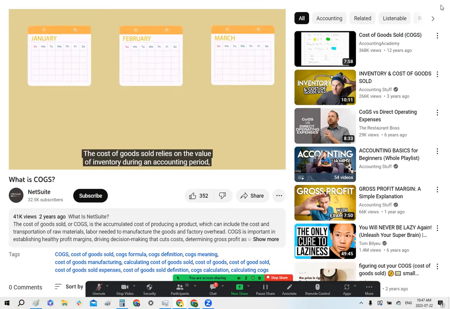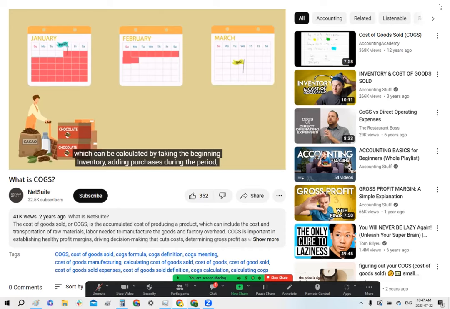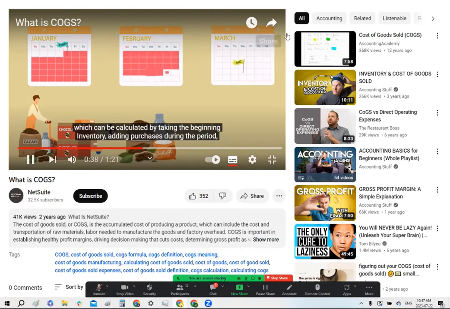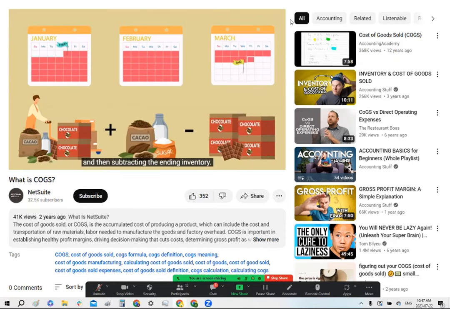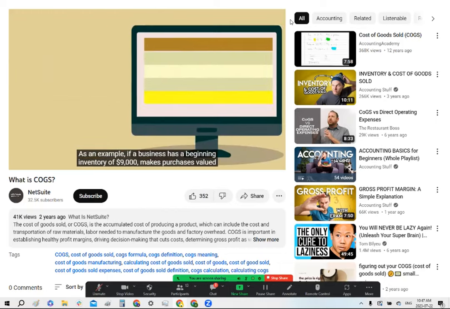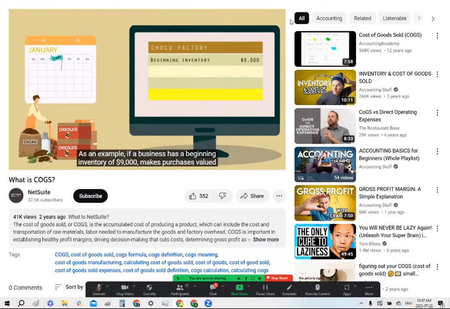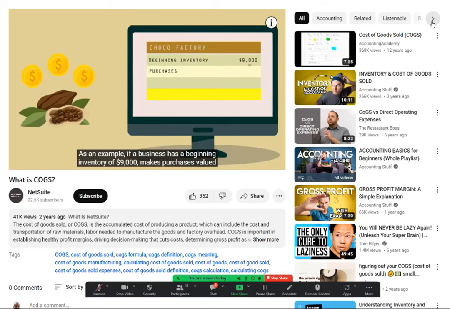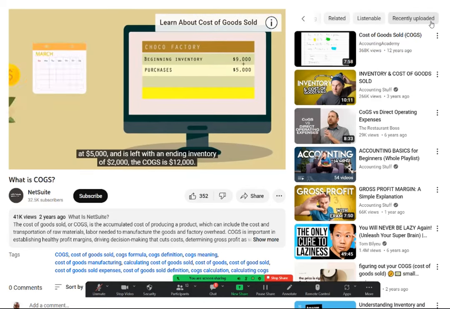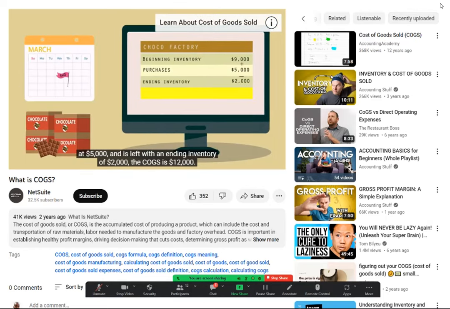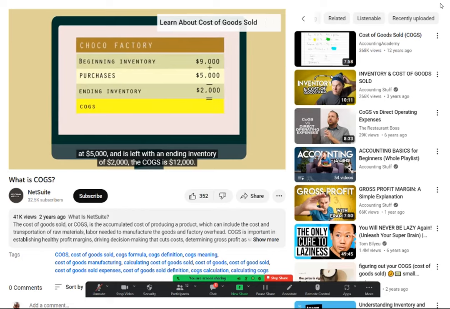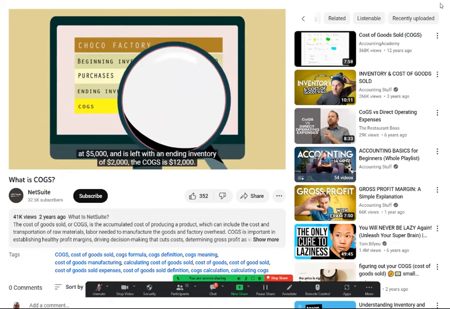The cost of goods sold relies on the value of inventory during an accounting period, which can be calculated by taking the beginning inventory, adding purchases during the period, and then subtracting the ending inventory. As an example, if a business has a beginning inventory of $9,000, makes purchases valued at $5,000, and is left with an ending inventory of $2,000, the COGS is $12,000.